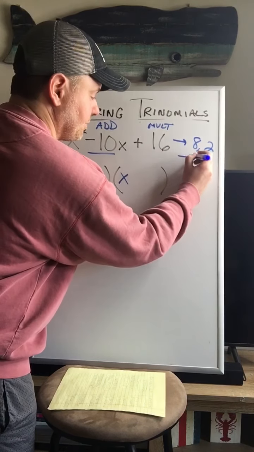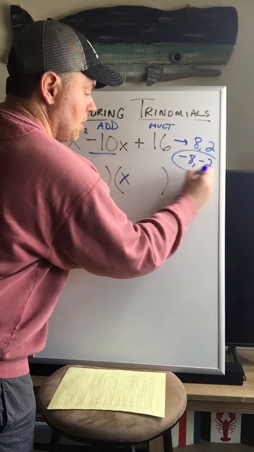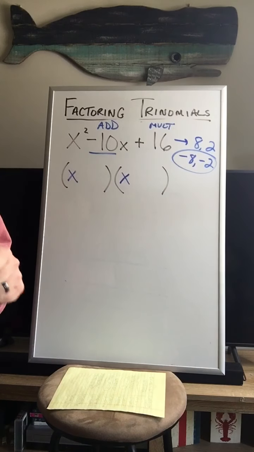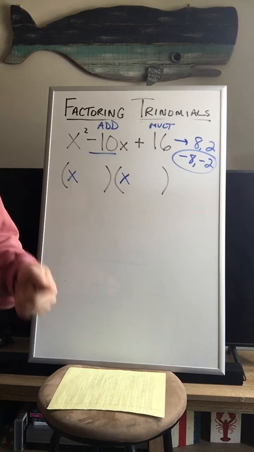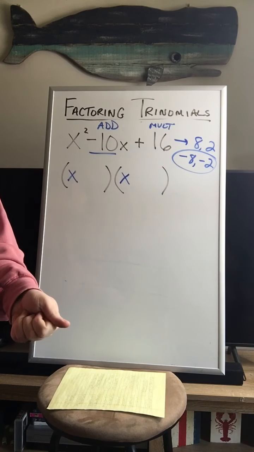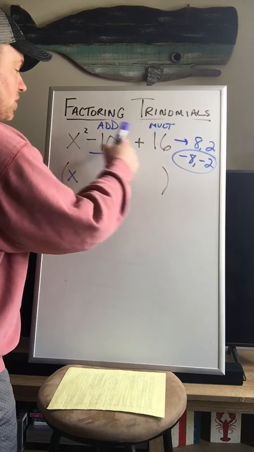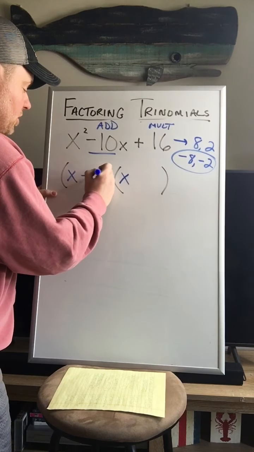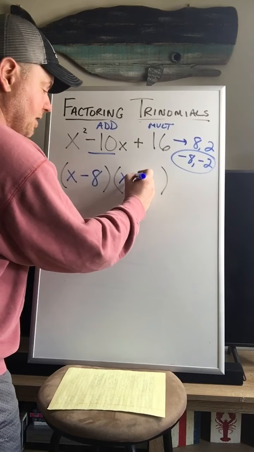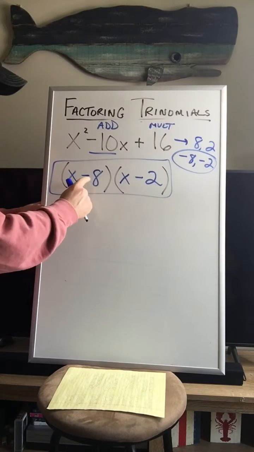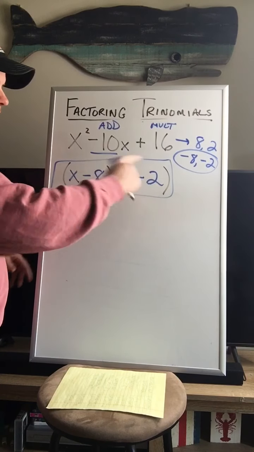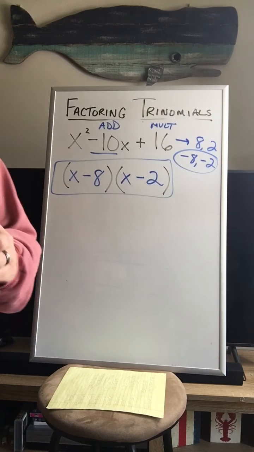But negative 8 and negative 2 multiply to positive 16, because a negative times a negative is a positive, and they would add up to negative 10. So it would be correct to put x minus 8 and x minus 2. Again, it doesn't matter if you have the minus 2 here and the minus 8 there. The order when you're multiplying does not matter.